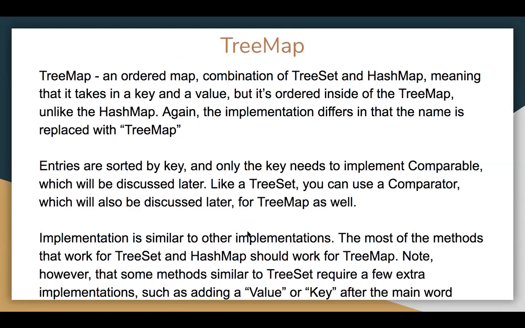Implementation is similar to other implementations. And most of the methods that work with TreeSet and HashMap should work for TreeMap. Note, however, that some methods, similar to TreeSet, require a few extra implementations, such as adding a value or a key after the main word. Well, mainly that is because it's a map now, so it's different from a set.